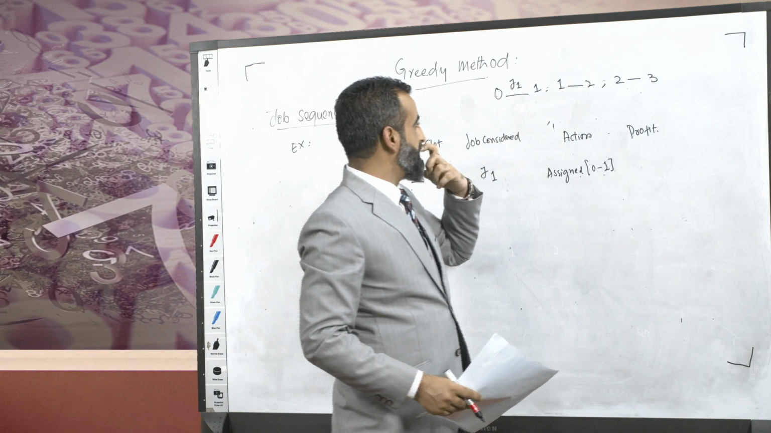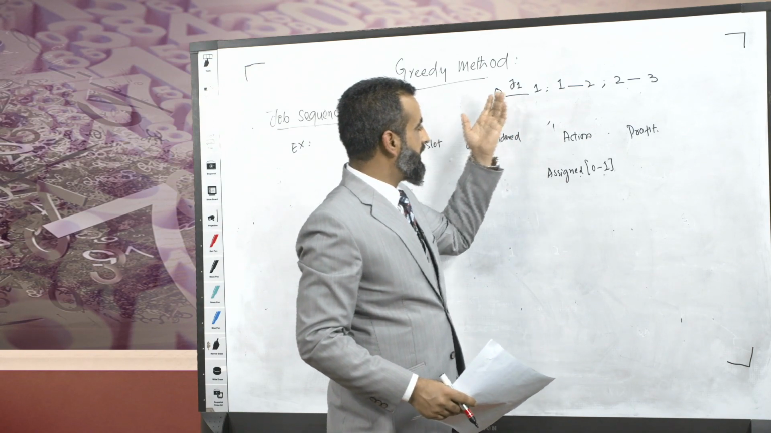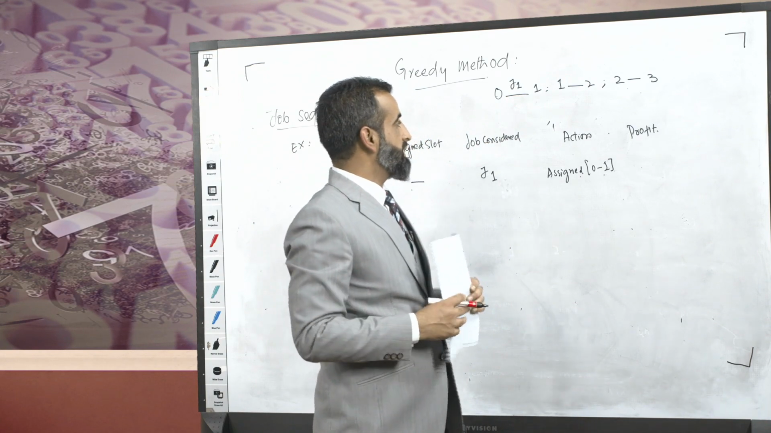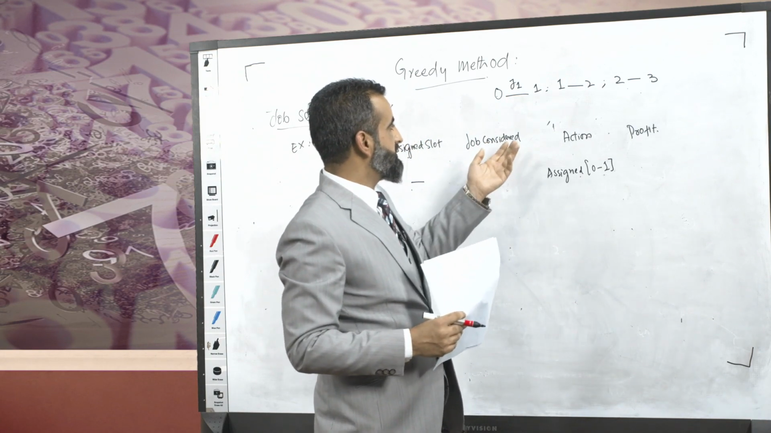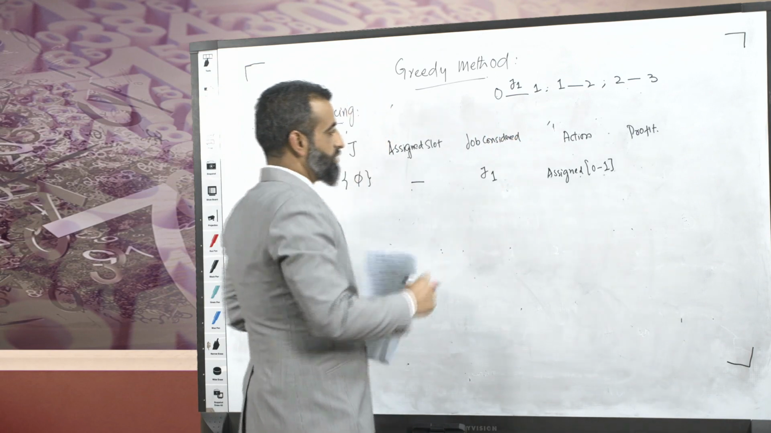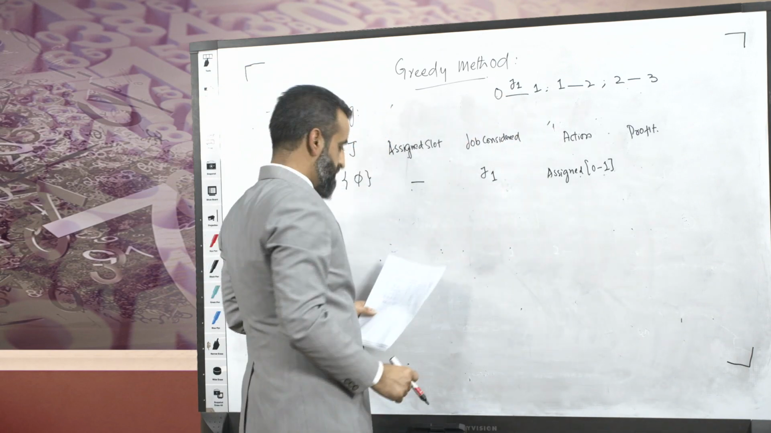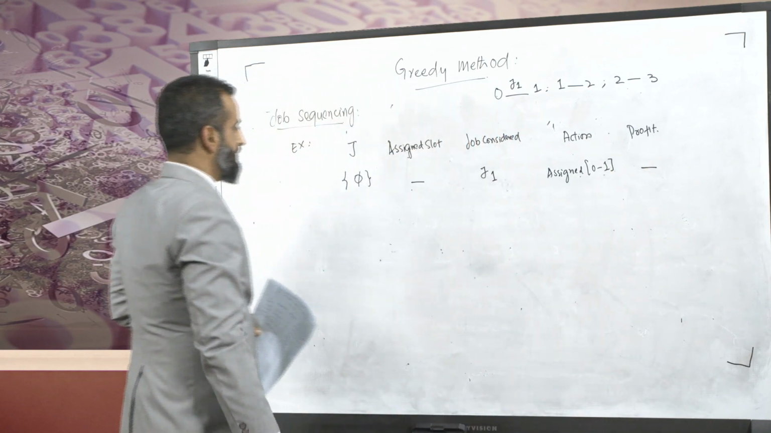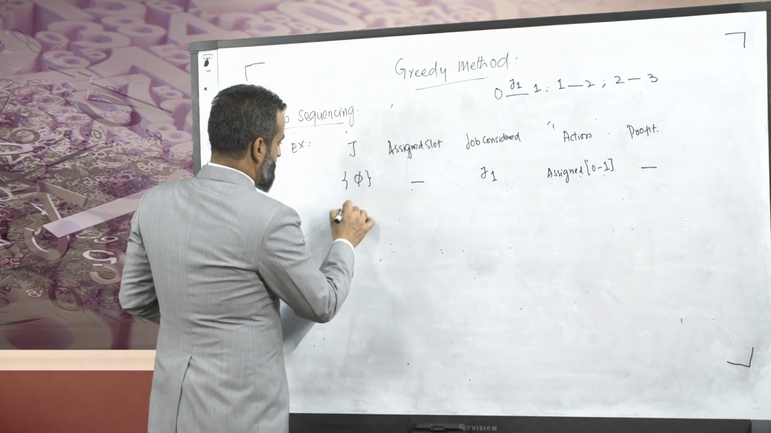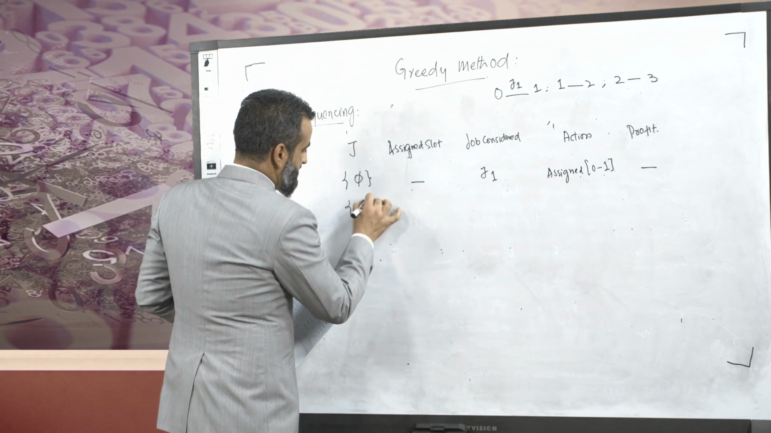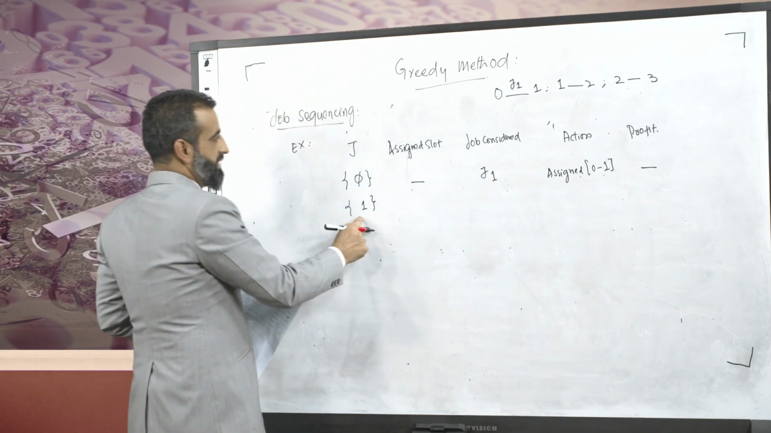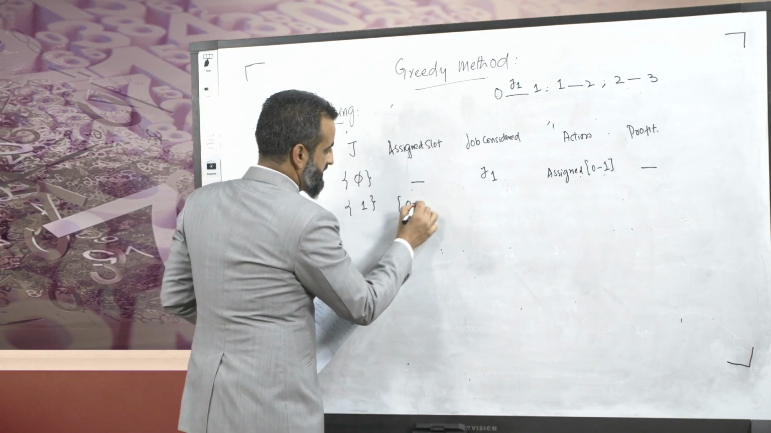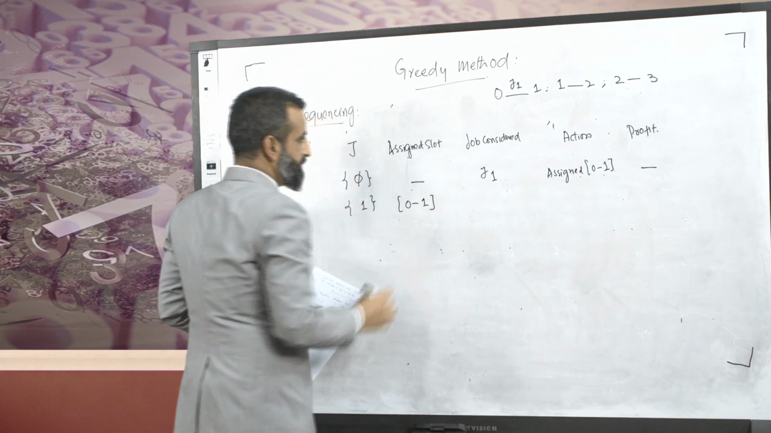Since if J1 had a value higher than 1, it would have the flexibility of waiting for other jobs to be accommodated. Since in this case that's not possible, I'm assigning job 1 to the machine, and I have not earned any profit yet. Currently, job J1 has been assigned in slot 0 to 1.